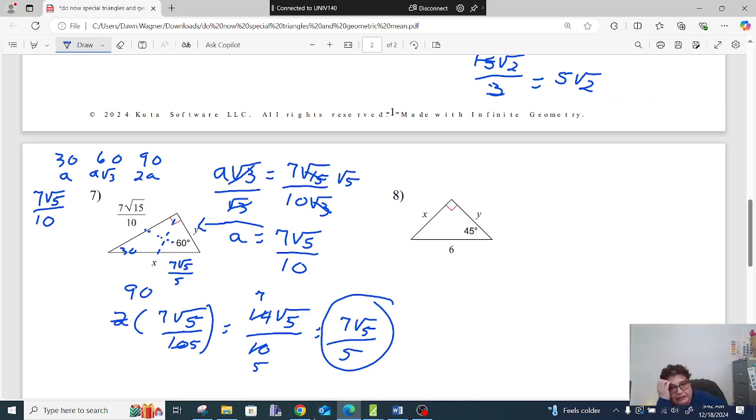Okay, so the two answers are this one and this one. So y was across from the 30, so this would be y. And then this one would be your x, across from the 90. This is more like the spicy one I'll have on the test.